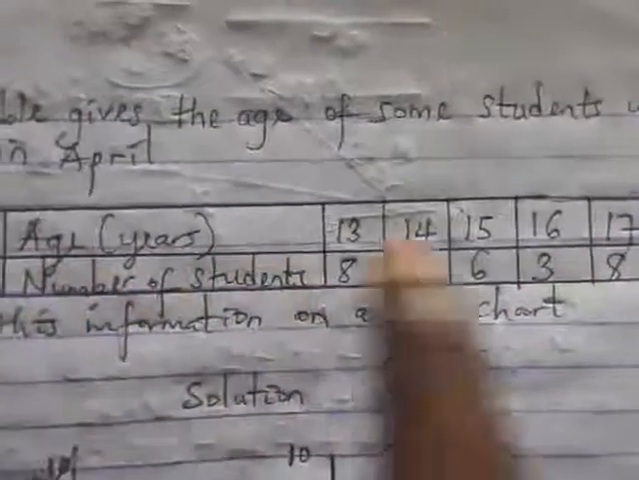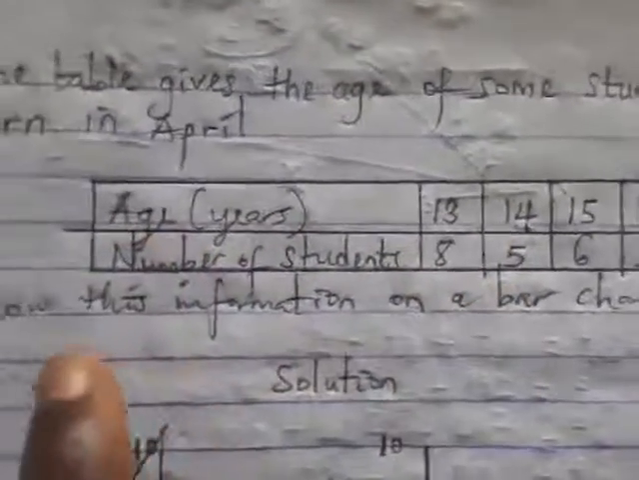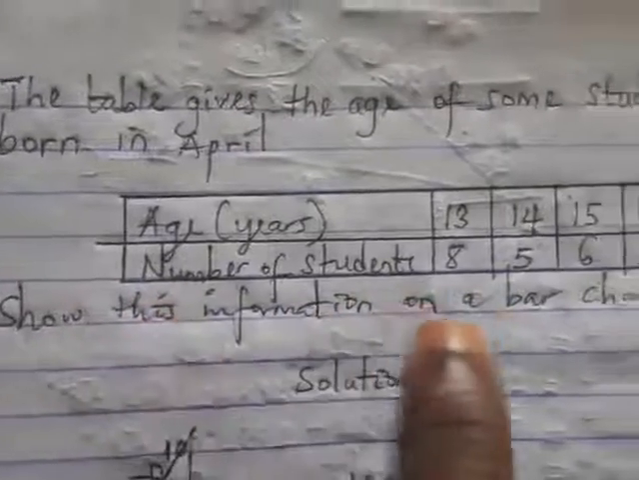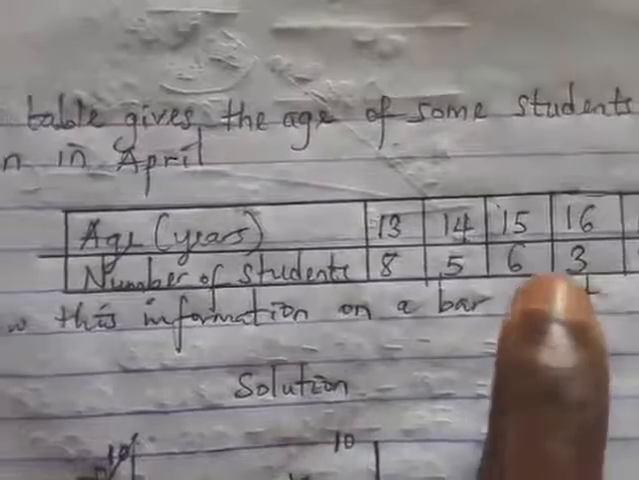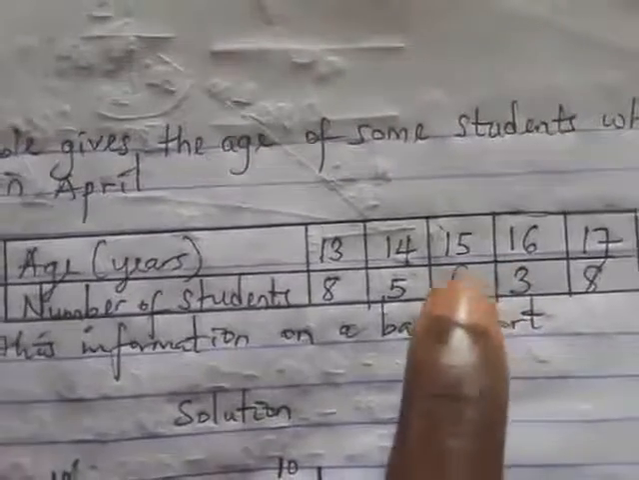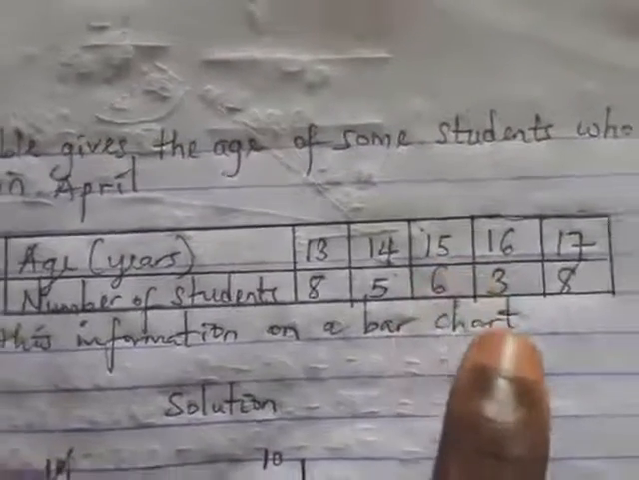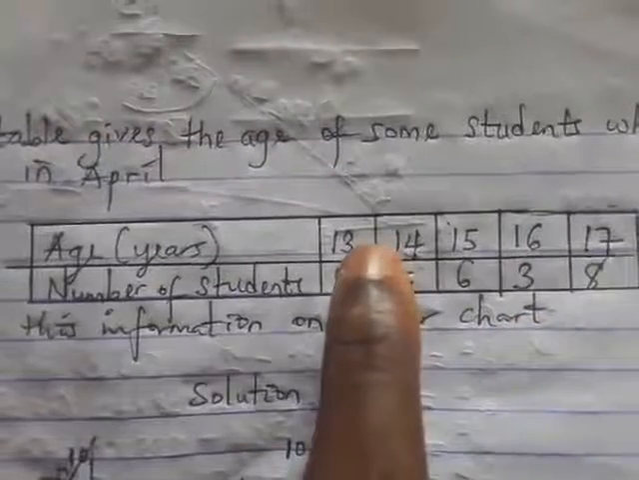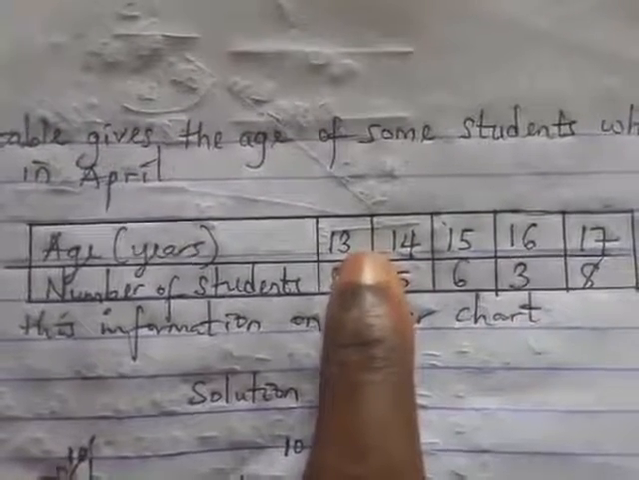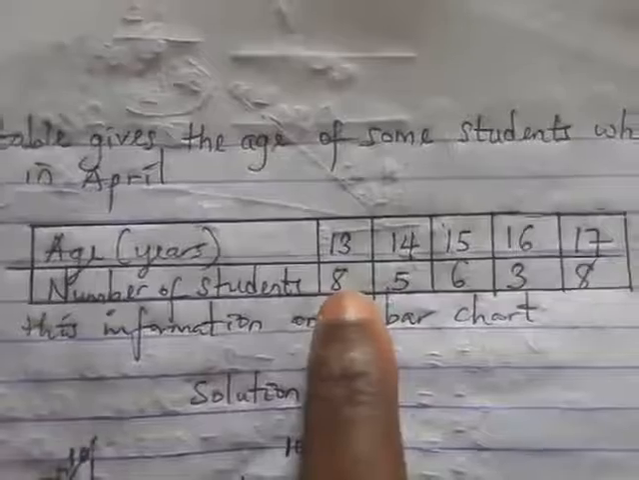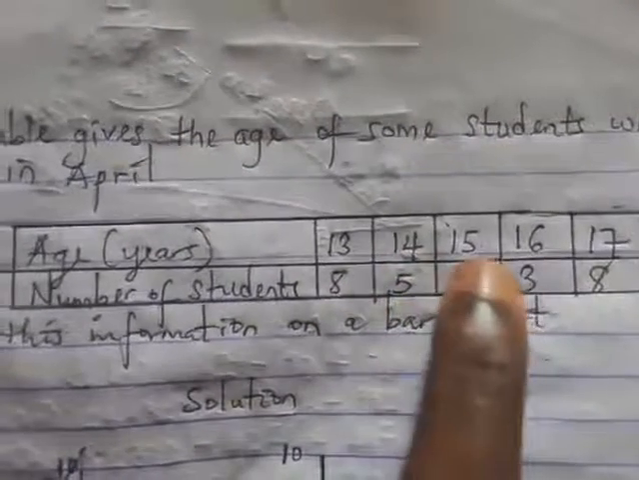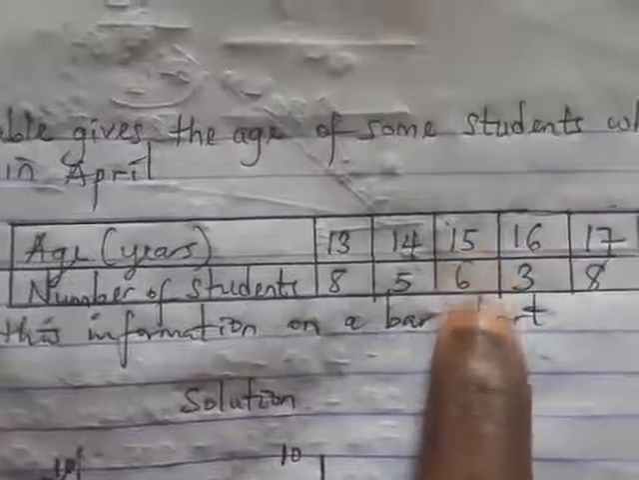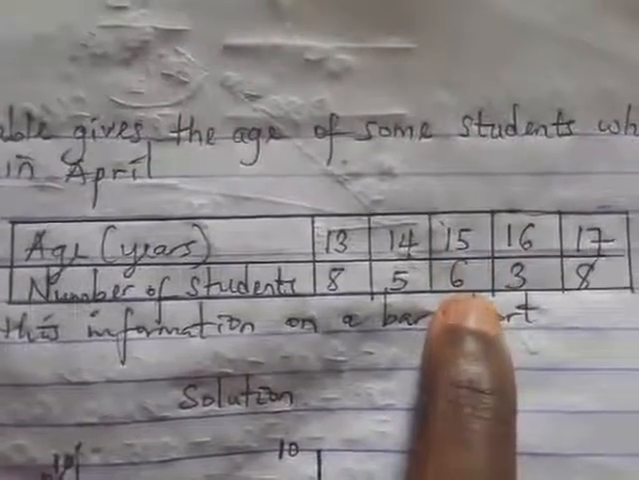This is just a question. They now ask us, show this information on the bar chart. Remember I said this particular question is telling us the number of students that was born in April. Those people that are 13 years old that were born in April, there are 8 people. 14 years old that were born in April, there are 5 people. 15 years old that was born in April, there are 6 people, and so on and so forth.